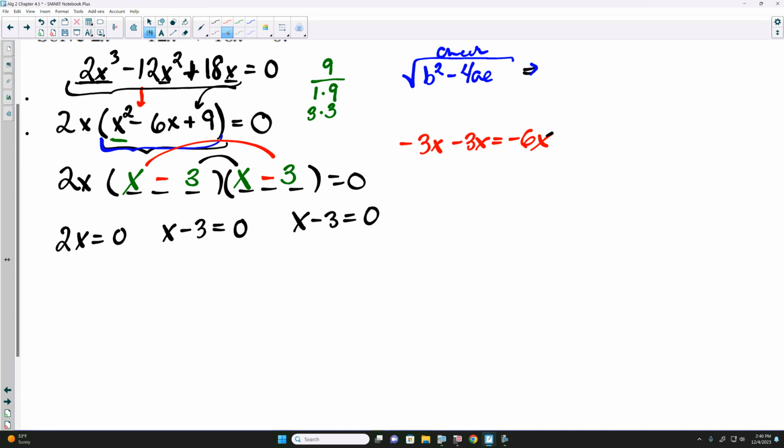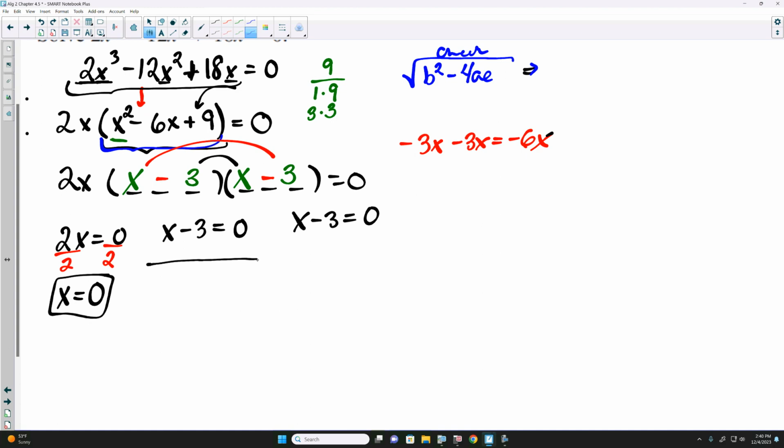And at this point, we just need to solve for the value of x. So 2x equals 0. Here we can divide both sides by 2. 2x divided by 2 is just x. 0 divided by 2 is 0. Well, 2 times x, two things multiplied together to equal 0. One of them must be 0, so x has to be 0.